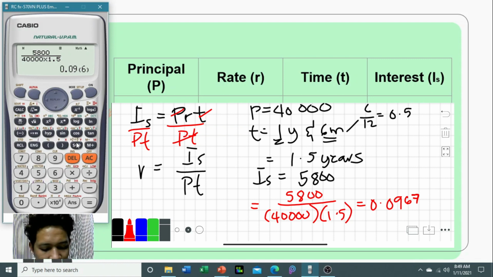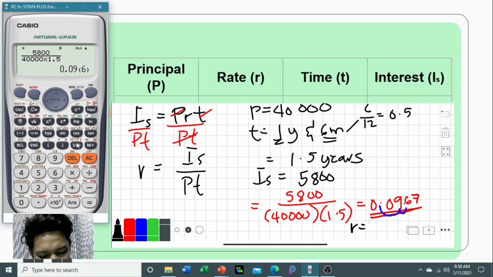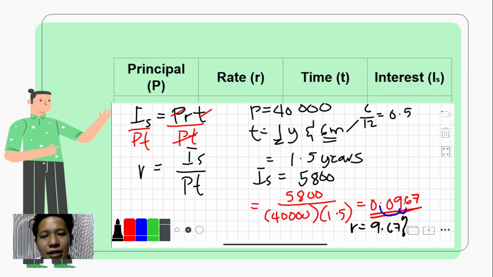Okay po? So this is not yet our final answer because the rate is expressed in decimal. So, we still need to move the decimal point 2 decimal places to the right para ma-express natin siya in percent. So, ibig sabihin, if here is our decimal point, we move it 2 decimal places to the right, 1, 2, meaning to say, our rate would be equivalent to 9.67%. So, ito po yung ating magiging sagot sa ating problem. Okay po? So, ganun po natin isolve kapag rate po yung nawawala.